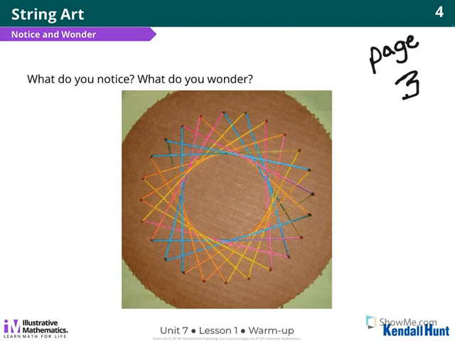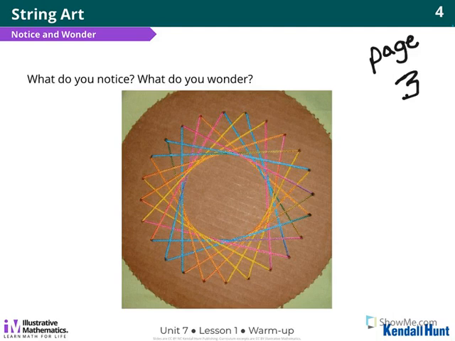Aaron? There are all the colors, like the blue, the pink, the orange, the yellow. They're all like yarn on a piece of cardboard. Yeah, it looks like a piece of cardboard, and it looks like yarn that they're using. Kate? I wonder what it's telling us and why it's there? Yeah, what is it telling us and why? Coral?